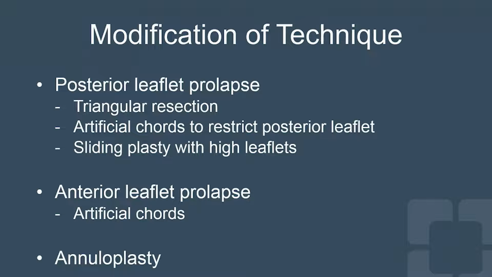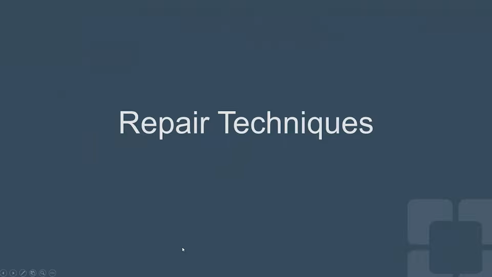You can also, if you don't want to resect the valve leaflet, place artificial cords to pull the leaflet back down to its normal position. And when you have a large area of a prolapsing leaflet that you need to resect, you may need to reconstruct with a sliding plasty. When it comes to anterior leaflet prolapse, the best approach is with artificial cords. And for all mitral valve repairs, most of these patients will benefit from an annuloplasty to support the annulus.